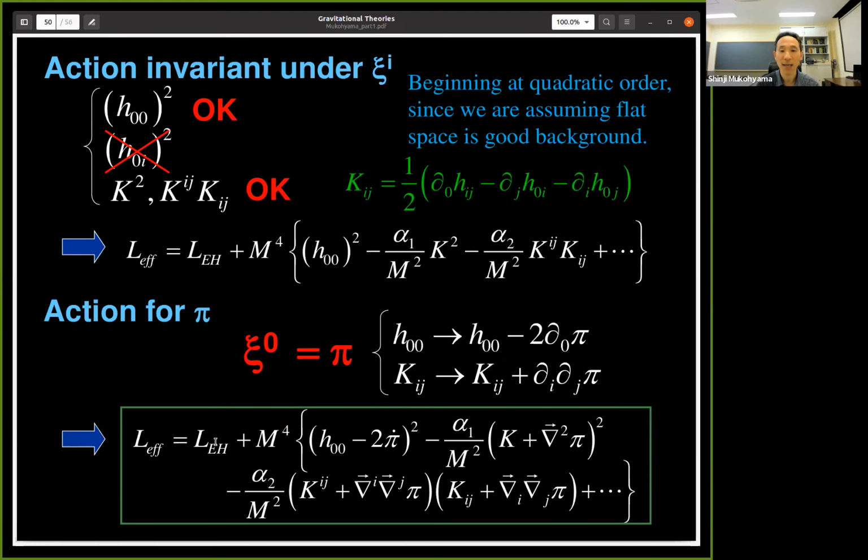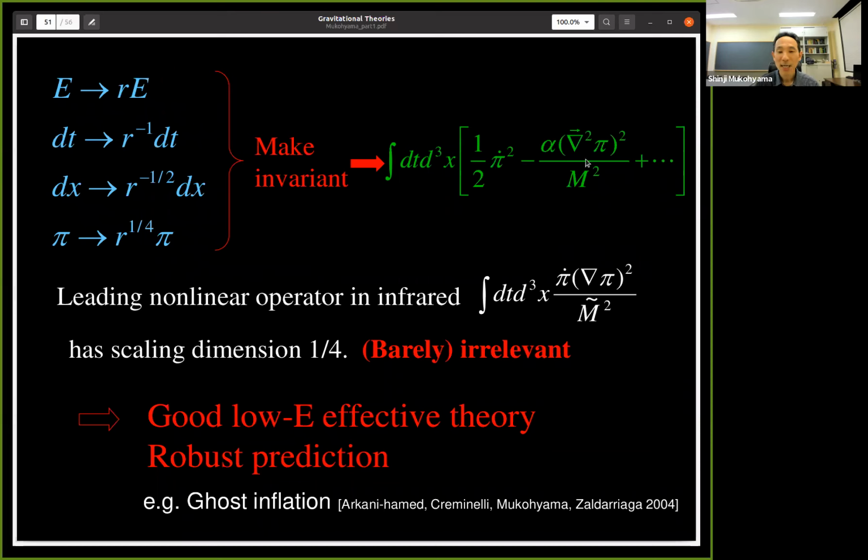So we have these 2 terms from these 3 terms, and we don't get anything from here because this term doesn't include pi. Now we want to see how the fluctuation, especially the quantum fluctuation of pi, scales as we change the energy scale. In order to do that, the so-called scaling analysis is very convenient.